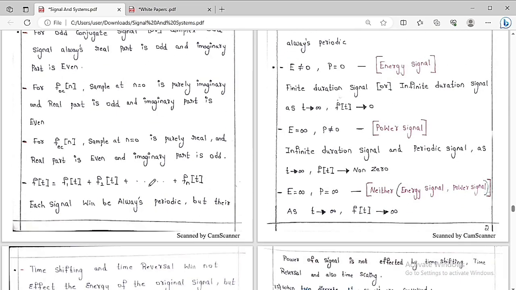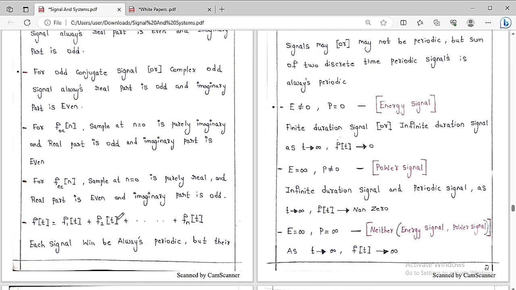Suppose f1 of t, f2 of t, up to fn of t, I have taken all the signals as periodic signals only. If I do the addition or subtraction of all the signals, the resultant signal may be periodic or it may not be periodic. So this concept I already told you.